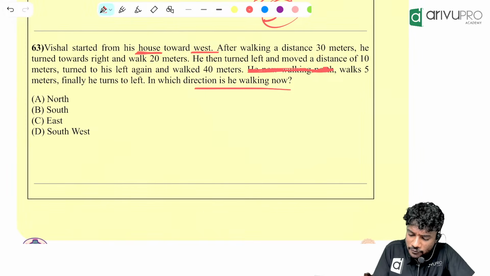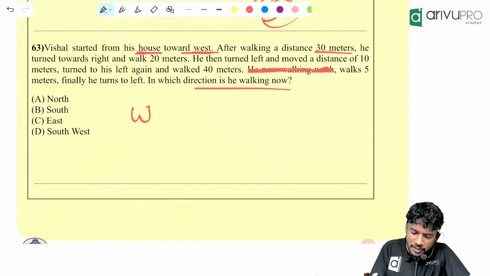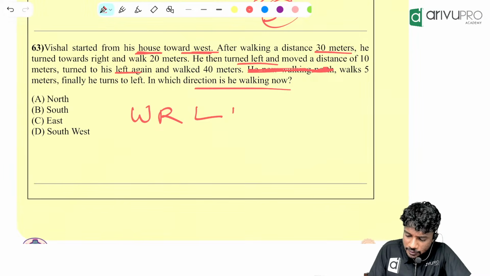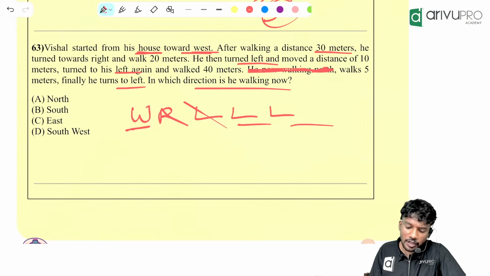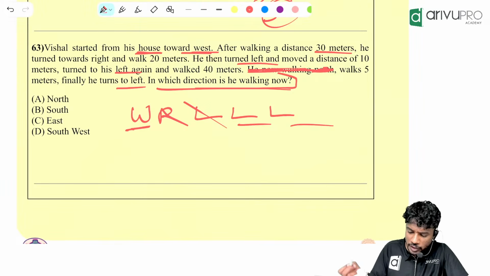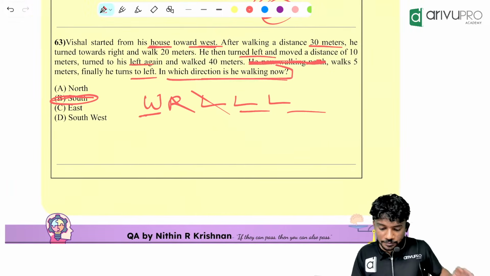Vishal started walking from his house towards the west. Then after walking 30 meters, he turned a right turn. Then he took a left turn. Then he took a left turn. Then finally he turns left. People, left and right got cancelled. West, left will become what, people? So did I miss anything? No, right? Yes. West, left will become what, people, at the end of the day? In which direction is he walking now? West, left is south, right? Yes. Okay. Done.